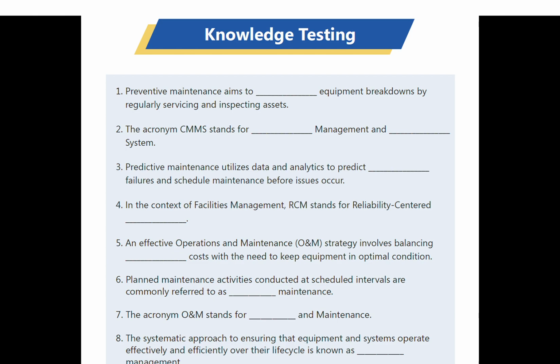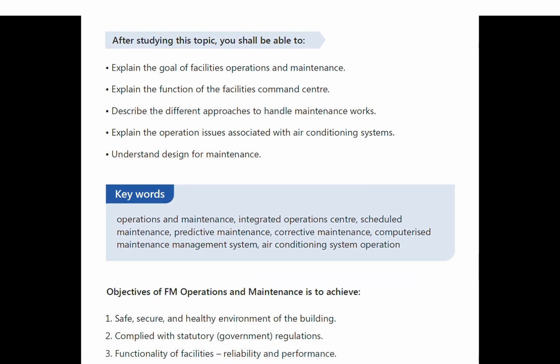Preventive maintenance aims to ensure that equipment breakdown is prevented by regular services, inspection and assessment. So it aims to take care of the equipment that often breaks down. It prevents the equipment from breaking down by regular servicing. So basically the whole idea is preventive maintenance in this particular part of operation and maintenance.